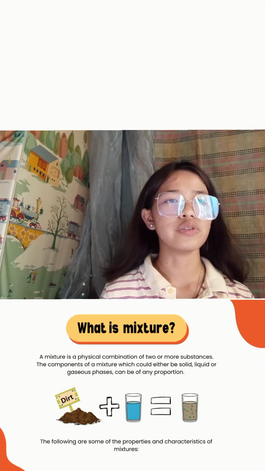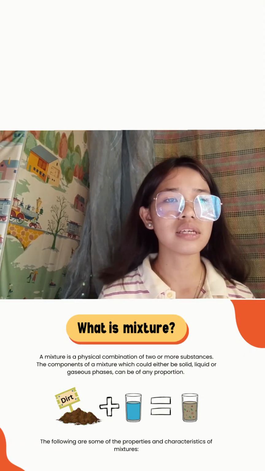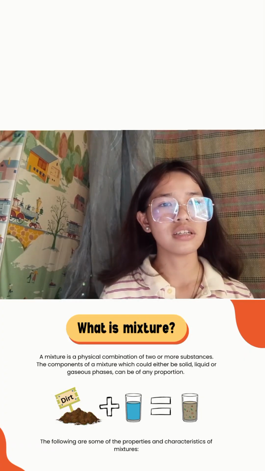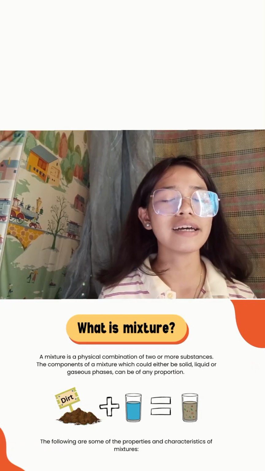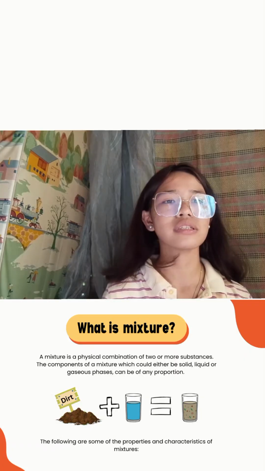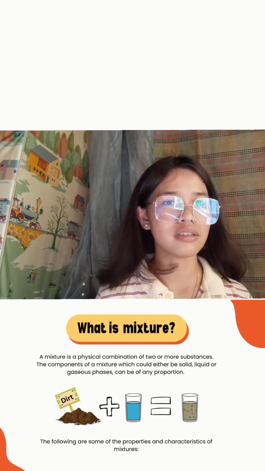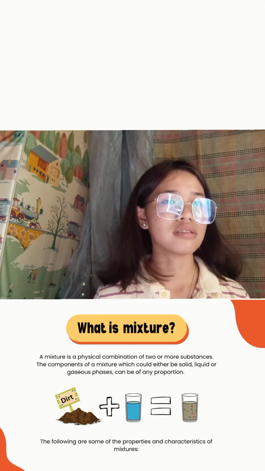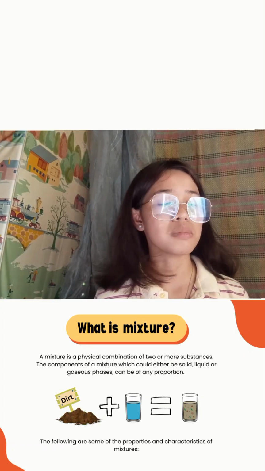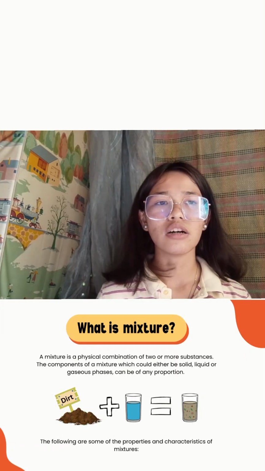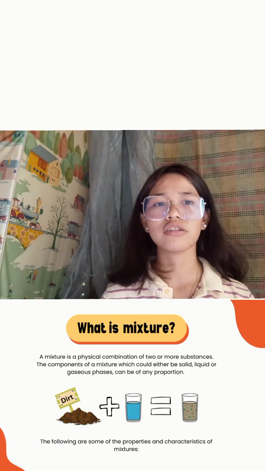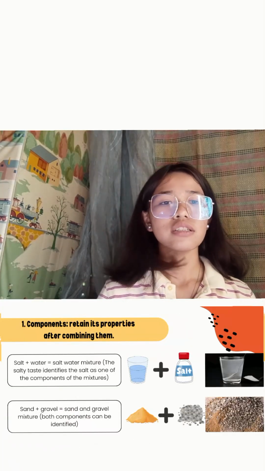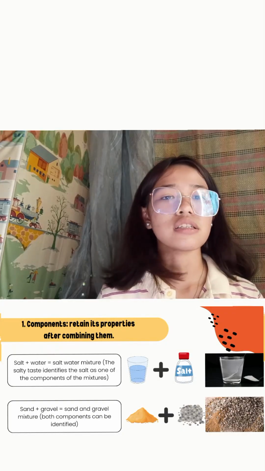So one of the components sa mixture could be a combination of solid, some mga solid like mga tangible things, right? Okay, for example, stones, gravel. Then next we could also have liquid, so water. Water is the representation of liquid. So pwede na makakuan og mixture between sa solid, liquid, and also gaseous phase or mga gases like the air itself, oxygen, carbon dioxide, nitrogen. So here are some of the properties and characteristics of mixtures.